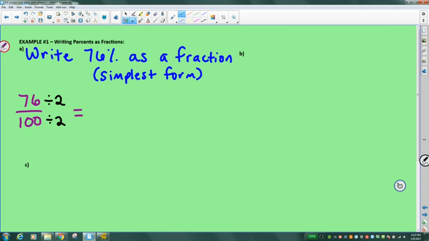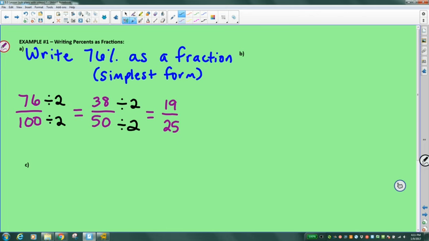Okay, 76 divided by 2 is 38. And 100 divided by 2 is 50. And now I have 38 50ths, which I notice they're even again, so I know I can divide both of them by 2 again. If I would have recognized that 4 goes into both 76 and 100, then I could have divided by 4 right away and saved myself a step. But it doesn't matter. Okay, 38 divided by 2 is 19, and 50 divided by 2 is 25. So I have 19 25ths.